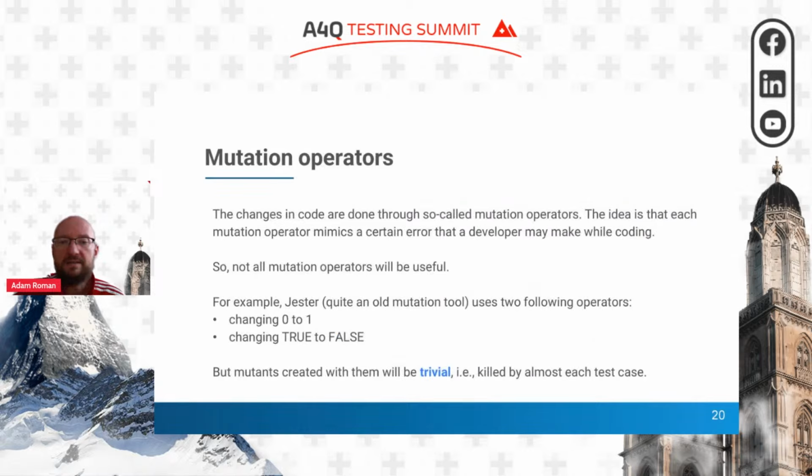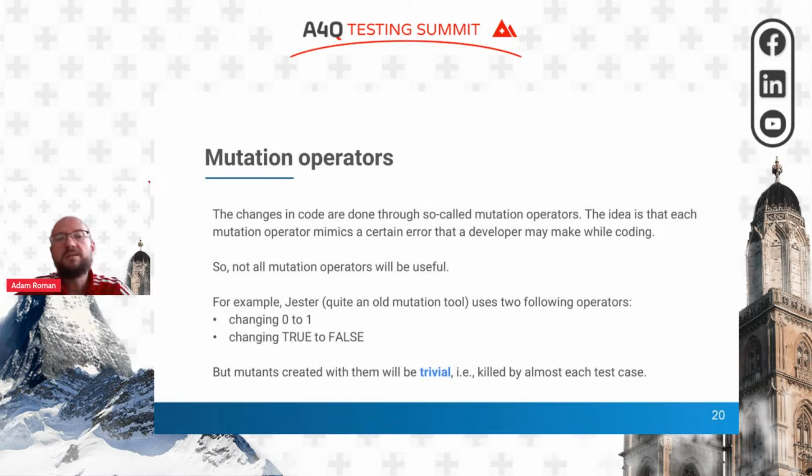And now about the mutation operators. There are many different mutation operators which simulate the mistakes that developers make, right? For example, changing greater than to greater than or equal simulates a situation that could occur in real life, right? The developer could make this error and write greater than or equal instead of greater than.